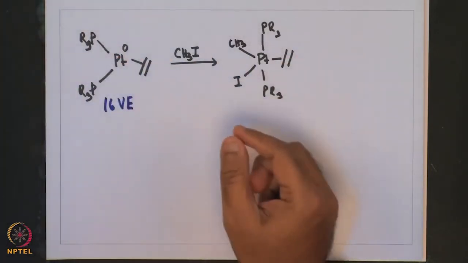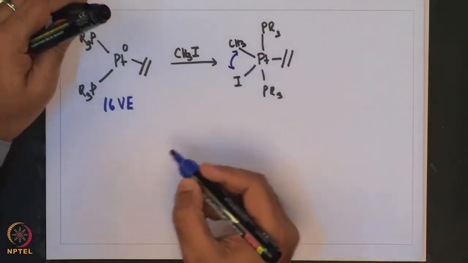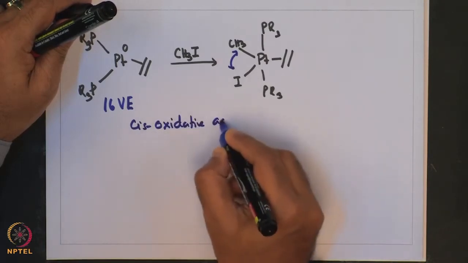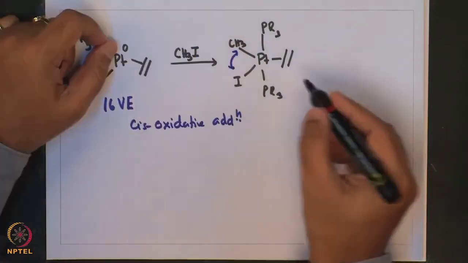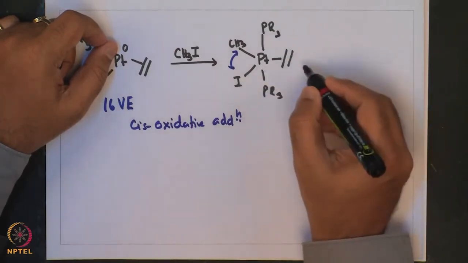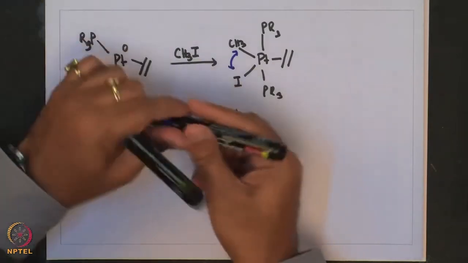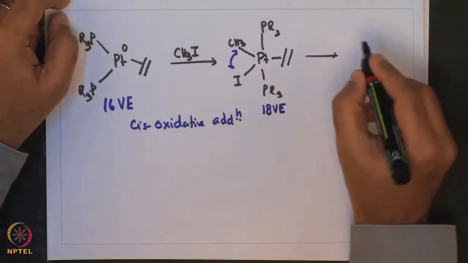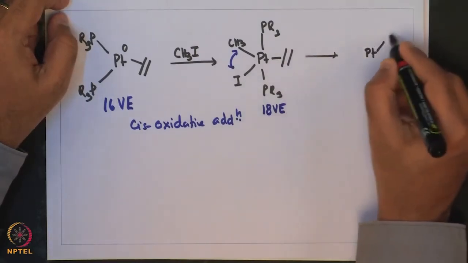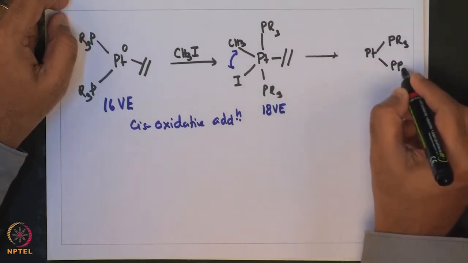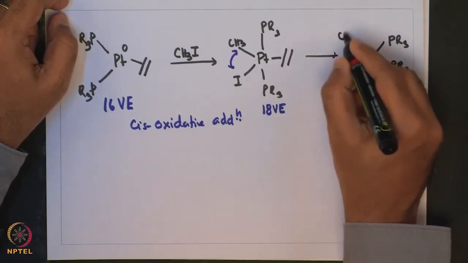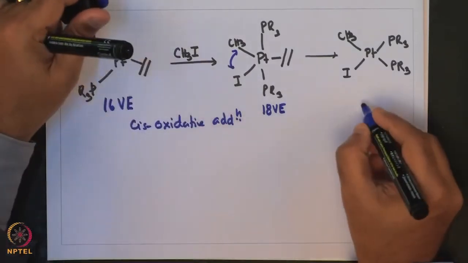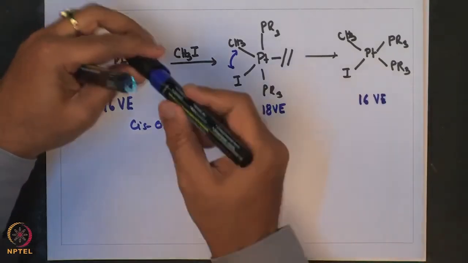Where the methyl and the iodide are in cis disposition to each other, and this is called cis oxidative addition. Now, this TBP complex, trigonal bipyramidal, which is an 18 valence electron compound, loses this ethylene to give another 16 valence electron square planar platinum complex having cis disposition between the methyl and the iodide moieties, and it is also a 16 valence electron complex.